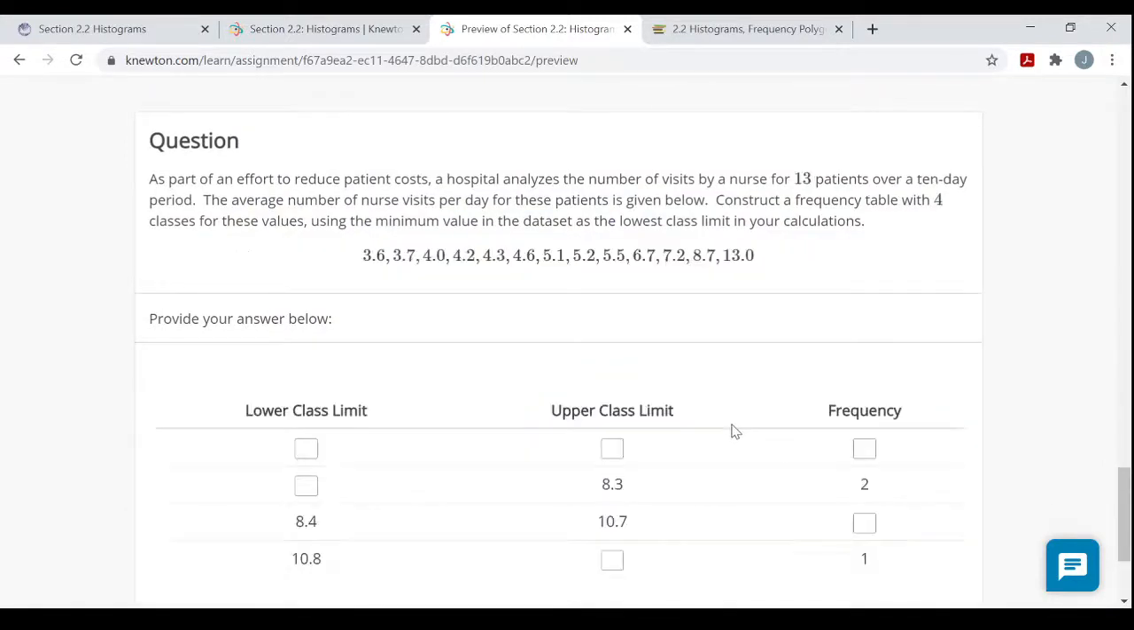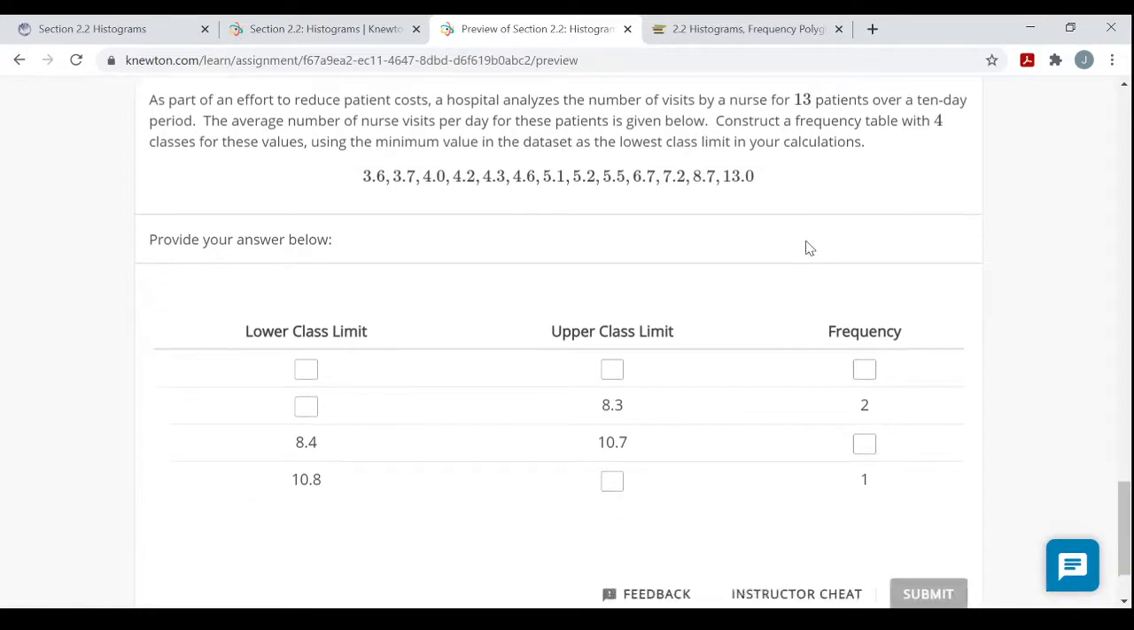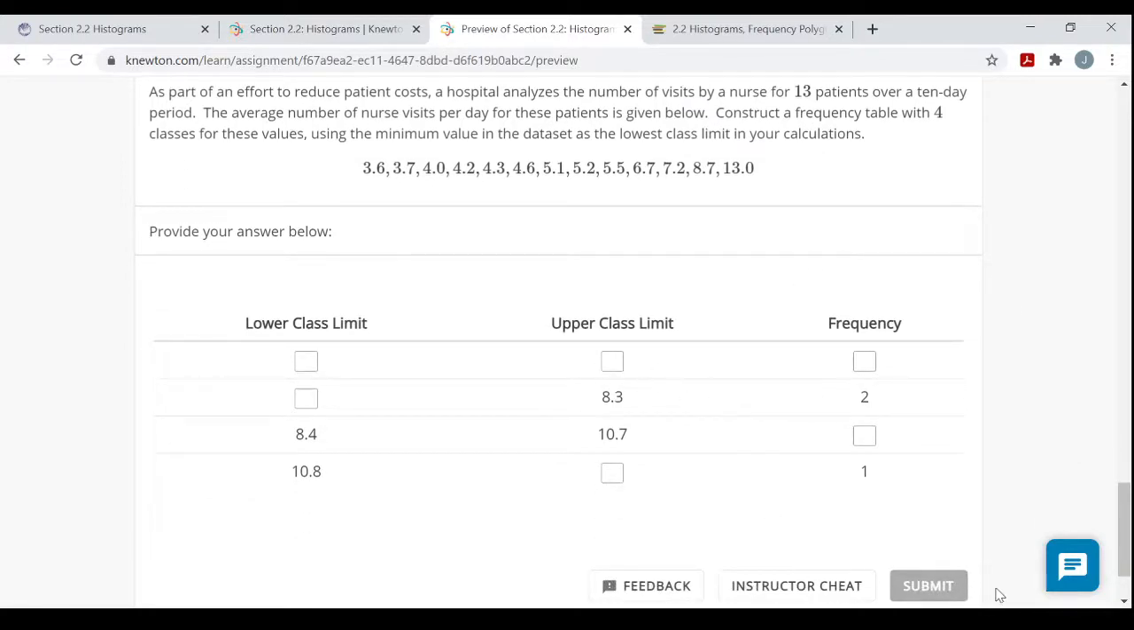So here, as part of an effort to reduce patient costs, a hospital analyzes the number of visits by a nurse for 13 patients over a 10-day period. The average number of nurse visits per day for these patients is given below. Construct a frequency table with 4 classes. See, they're telling you how many groups they want you to break it up into. Use the minimum value in the data set as the lowest class limit in your calculations. I'm going to show you on paper what I'm going to be doing.